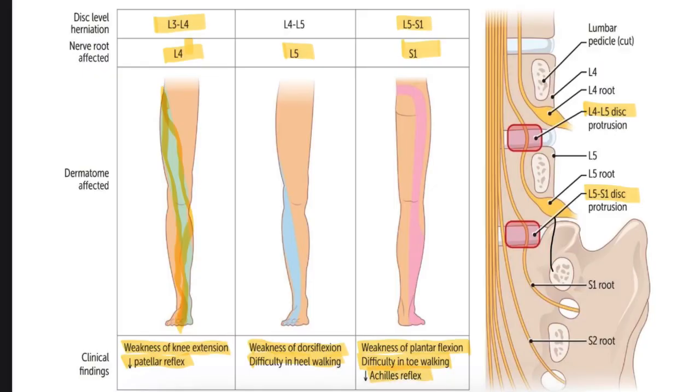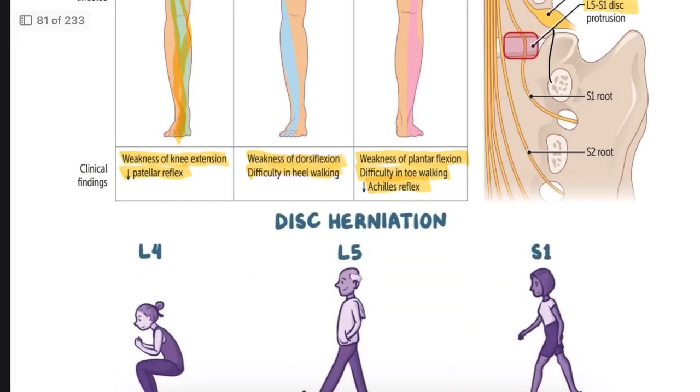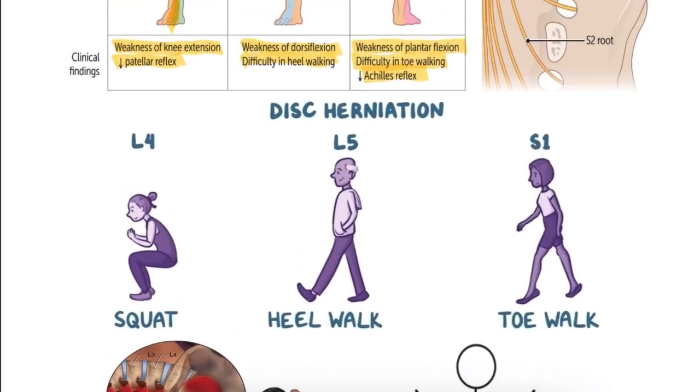Okay, so simple, I am going to tell one mnemonic. L5 means heel. Here, L5 means heel walk, and you can easily appreciate this in the image. S1 means toe walk, that means plantar flexion, and heel walk means dorsiflexion. L4 means squatting. So this is the main mnemonic, and we can easily find out the patient's vertebral level based on these things.